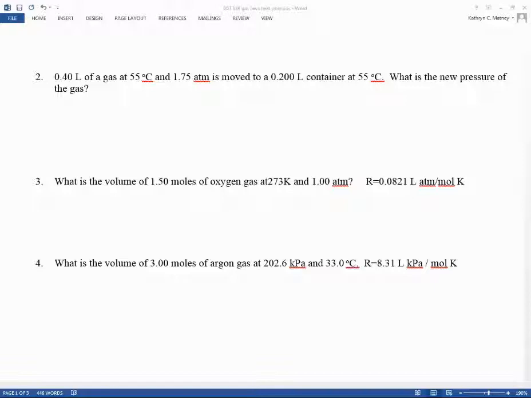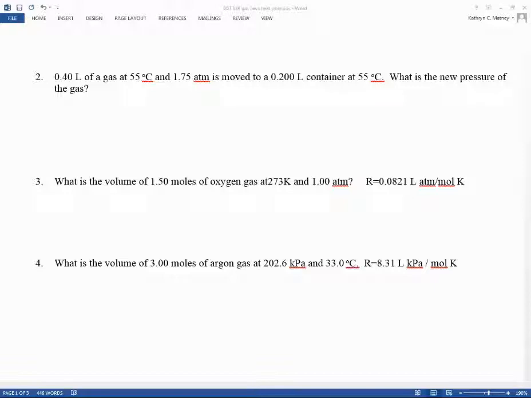So I come over here. Here's my equation, PV equals nRT. And I'm going to plug in 202.6 times my V equals 3 times my R times my 303.0 K. 306, you're right. I don't know where I got 303. 30 plus 273 instead of 33. 306.0, okay?